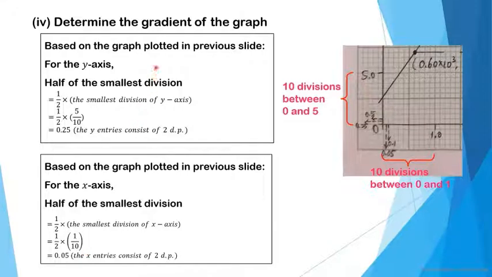Based on the graph plotted in the previous slides, for the y-axis, there are 10 divisions between 0 and 5. Half times the smallest division of the y-axis will become 0.25, which consists of 2 decimal places. For the x-axis, there are 10 divisions between 0 and 1. Half times the smallest division of the x-axis, the answer is 0.05, which consists of 2 decimal places as well.